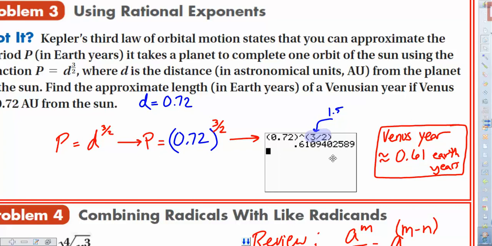So you'll get a problem like this. I'm pretty sure I assigned a story problem. It might involve a radical, it might involve a rational exponent, but the key to working the problem is understanding what information is given to you and how to use that information appropriately to get to the correct answer. Let's move on to 4.